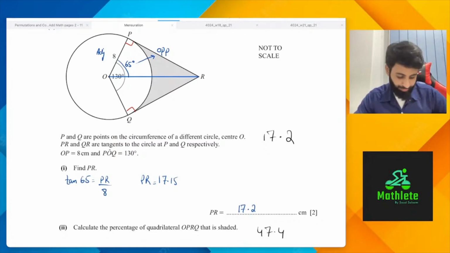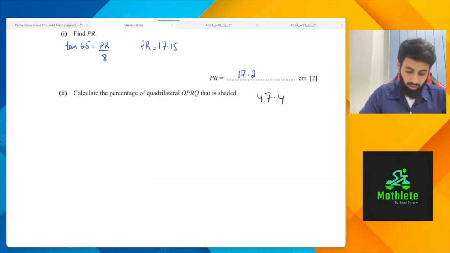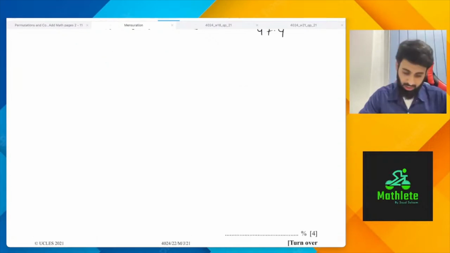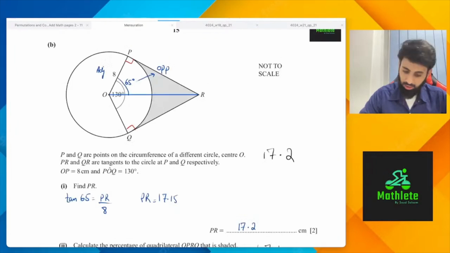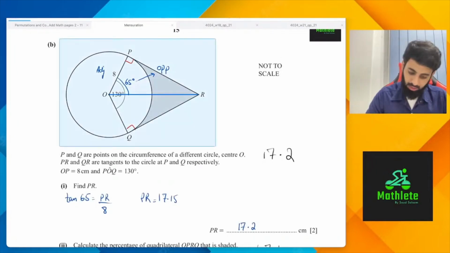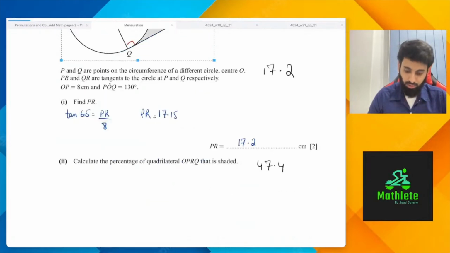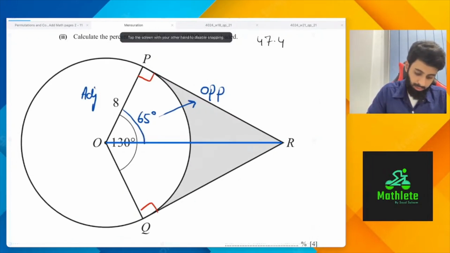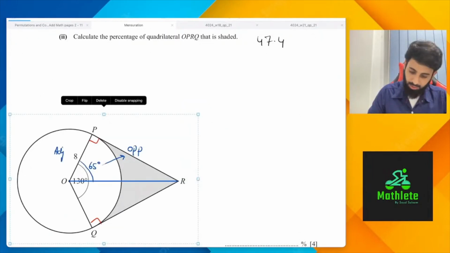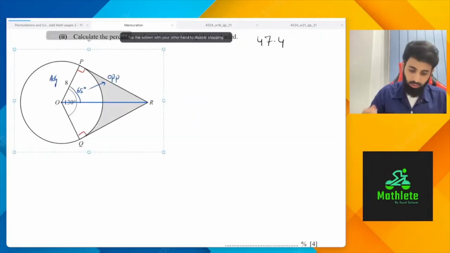All right. Now this is a 4-mark question. This question says calculate the percentage of quadrilateral ORPQ that is shaded. Okay, now let's do one thing. As always, we copy this and take it down below. And now I want you guys to tell me, how will I calculate the percentage of the quadrilateral that is shaded?